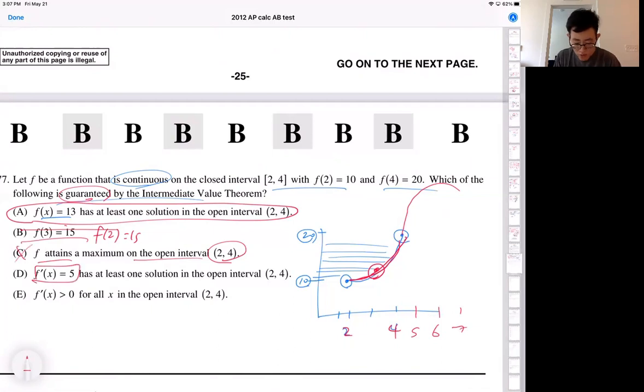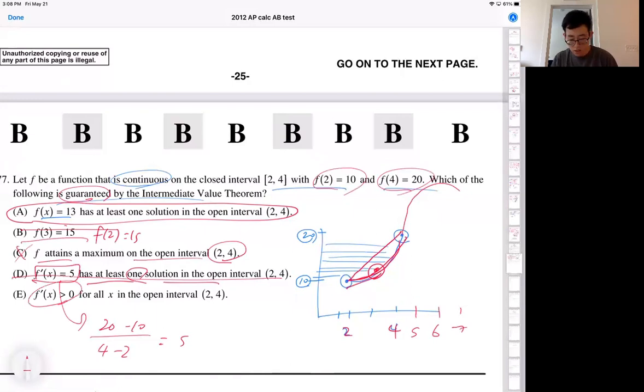F prime of x equal to 5 has at least one solution in the open interval. Now, a lot of us would say that if you were to take the slope of this, 20 minus 10 over 4 minus 2, that actually gives you a 5 for this one. So that's why the derivative has to be 5, has at least one solution. Well, the derivative of 5 could happen on multiple occasions. Like it could happen with 5 slope here, and then actually it could be 5 slope everywhere. Who knows what's going to happen? It's not really restricted to just one solution. So D is also out.